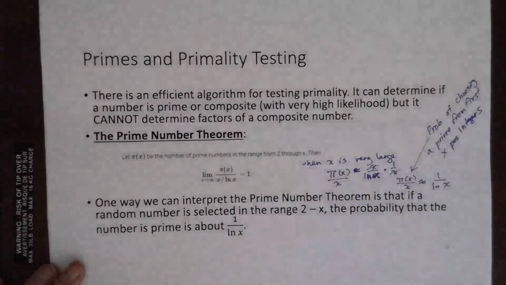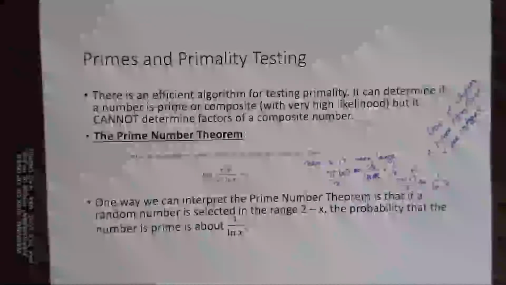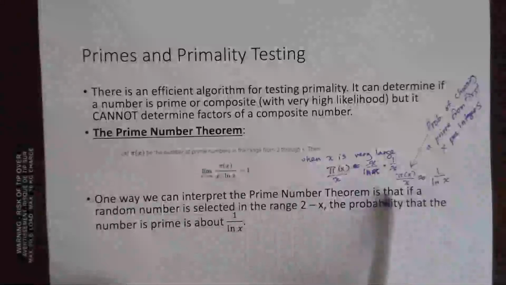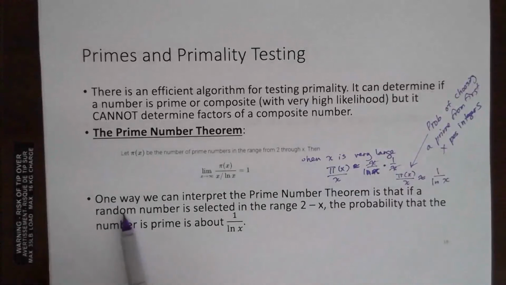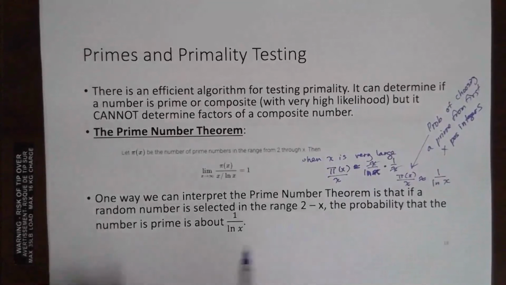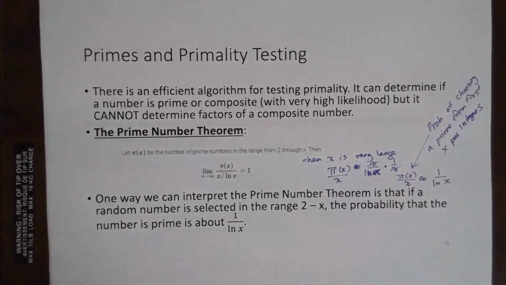It works with these probabilities and says it's very likely that I've chosen 1 or that I haven't chosen 1. So that's how you can interpret it: if I randomly select a number in the range from 2 to x, the probability that I chose a prime is about 1 over the natural log of x. So when you do your homework, they'll ask you what's the probability that you chose a prime number in the first 100? Well, that would be about 1 over whatever the natural log of 100 is.